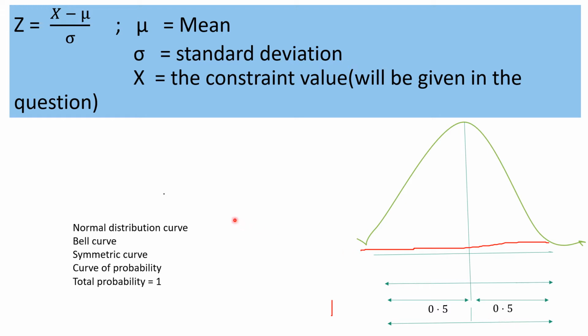In the questions to follow, we shall be using this formula to evaluate the value of z, which is z = (x − μ) / σ. Let us discuss these terms. The μ is the mean, σ is the standard deviation of the series, and capital X is the constraint value, which will be very clearly mentioned in the question. Using these three terms, we will be able to calculate z, which is the first step to solve the question.